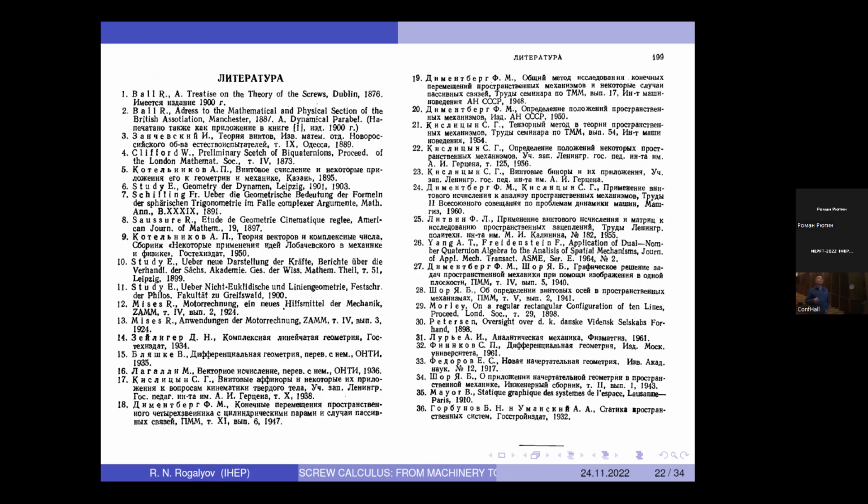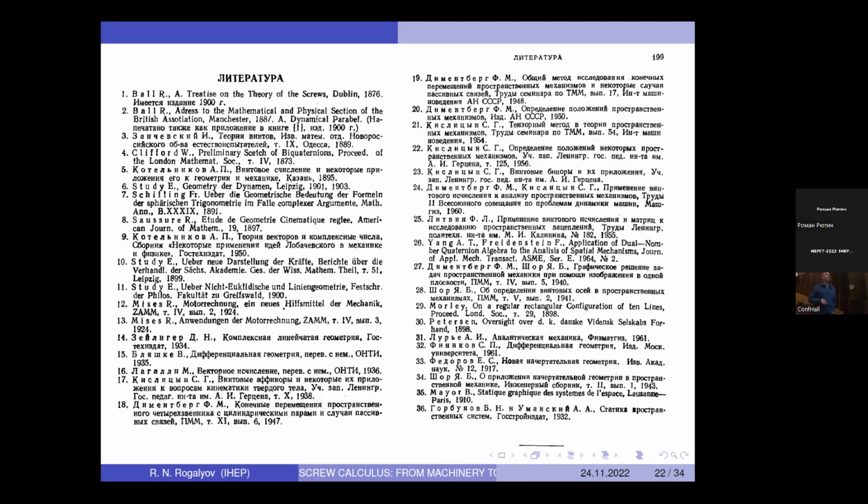Here, I would like to show a list of literature on this subject. It is mainly technical literature, literature in engineering, in editions for engineers. However, there are also more or less fundamental investigations.